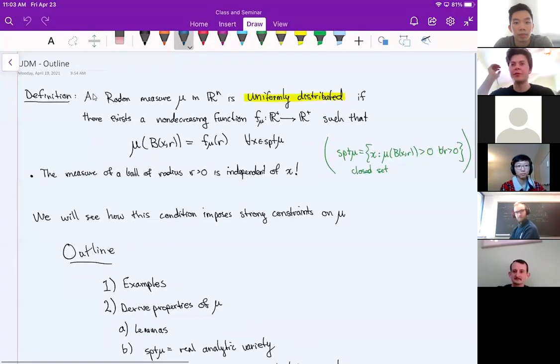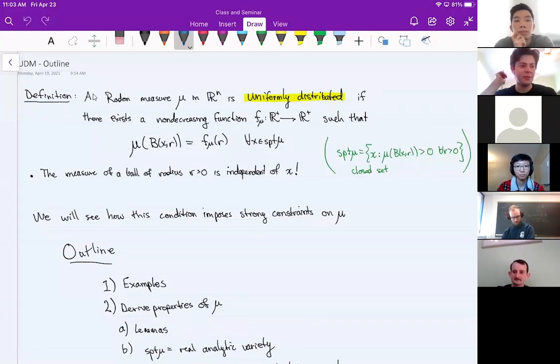The talk is about uniformly distributed measures in R^n. So I think the best way to begin is really just with a definition, to tell you what that means. So on the top here, I wrote: a Radon measure mu in R^n is uniformly distributed if there exists a non-decreasing function I call f sub mu from R plus to R plus, such that the measure of a ball of radius r is equal to this function evaluated at r. This is for all x in the support of my measure mu.